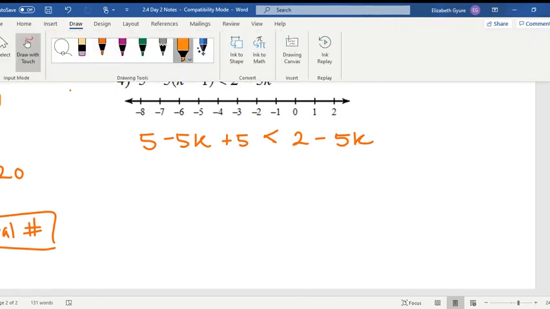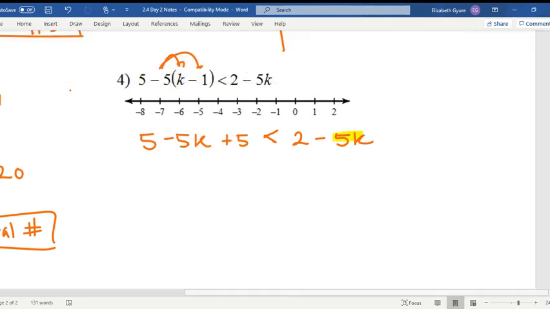Muy bien. So now we got to get all our variables on the left, all our numbers on the right. So last one, guys. Does this first 5 stay or go? It is going to go and become what, Annalise? A negative. Very good. This first negative 5k, stay or go? It is going to stay, negative 5k.